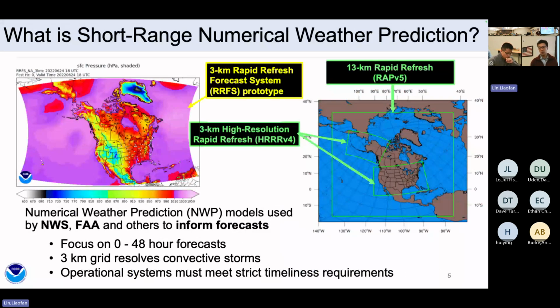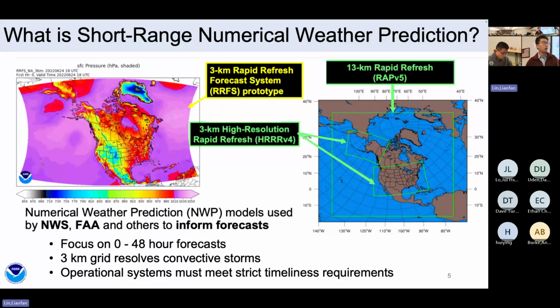And next, I am going to introduce short range numerical weather prediction, because there is short range, there is medium range, like up to 15 days, and there's seasonal or sub-seasonal. For this study, we focus on the short range, so typically up to 2 to 3 days. Operational weather forecasting is produced and maintained by the National Weather Service and used by several other government agencies, so it needs to meet strict timelines and requirements.